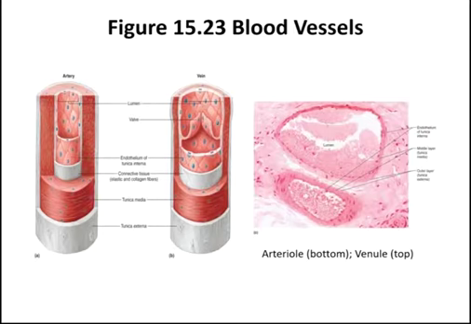Now, one word you might want to highlight is lumen. What is the lumen? Well, let's say you take a piece of plumbing pipe, and you look down the pipe. The hollow area inside the pipe is the lumen of the pipe. The lumen of the artery is the hollow area in the center of the artery that the blood is going to pass through. The hollow area of the vein, right, is the lumen of the vein.